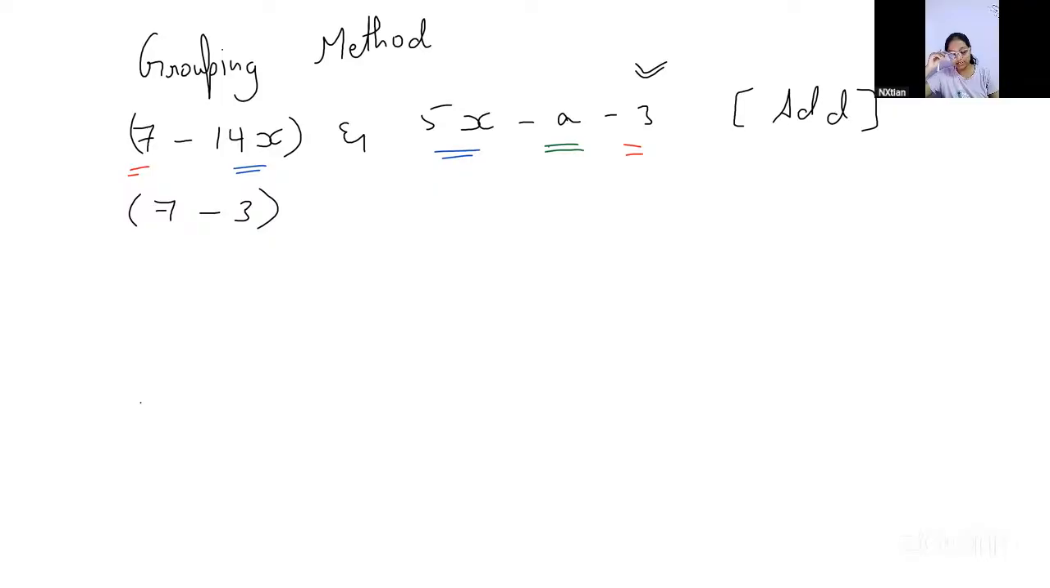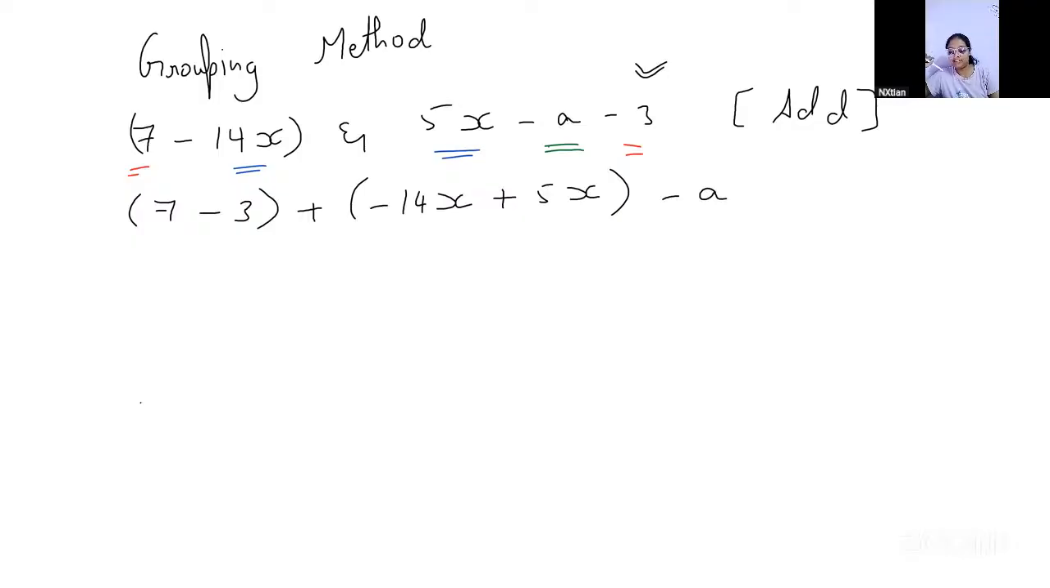Okay. Now take a look at this. 7 minus 3, plus, because I'm adding, minus 14x, plus 5x, because 5x is in addition and minus 14x is in minus, so minus 14x plus 5x. Then our poor alone a, which has no companion, so put it at the end. Everything that has no companion, put it at the end.